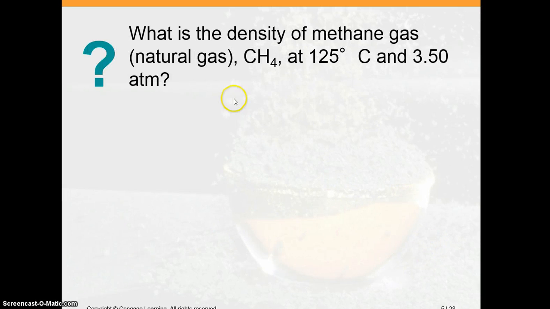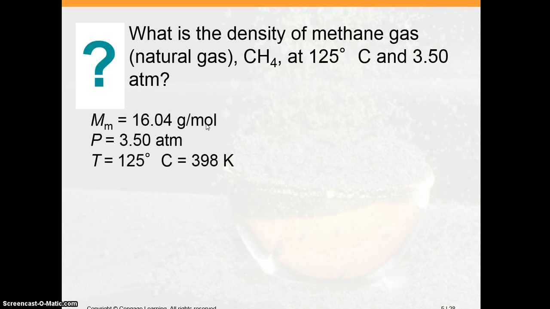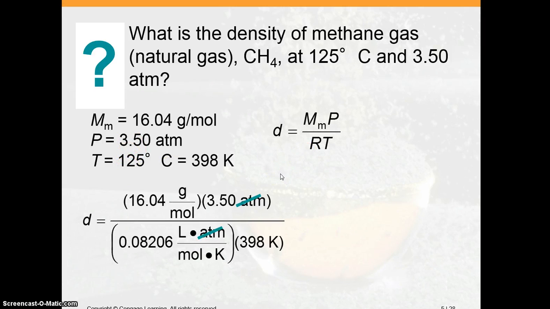So I want the density of a particular gas at 125 and 3.5. Because I know the identity of the gas, I can easily find its molar mass. So I know the molar mass, I know pressure, I know temperature, solving for density. The volume is in liters of a gas, usually at densities. Then you see how that works out, grams over liters.